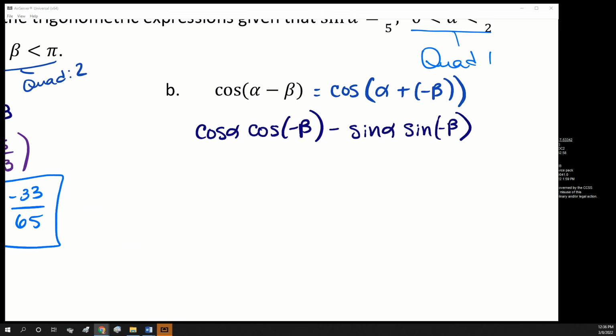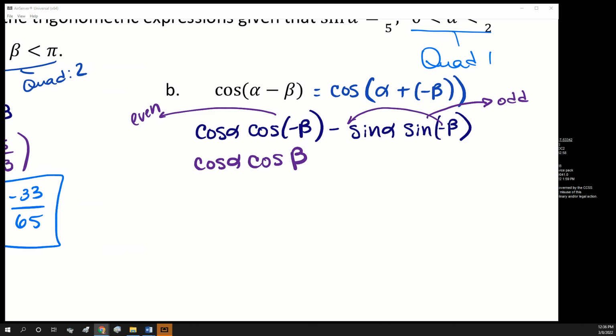All right, so what you're going to need to know is if cosine and sine are even or odd. So what about cosine? Is it even or odd? Even. And on an even function, what happens to the negative? It goes away. So that's going to be the same as cosine of alpha, cosine of beta. All right, sine is an odd function. And what happens on the negatives for odd functions? It comes out in the front. So that negative would change that minus to a plus.